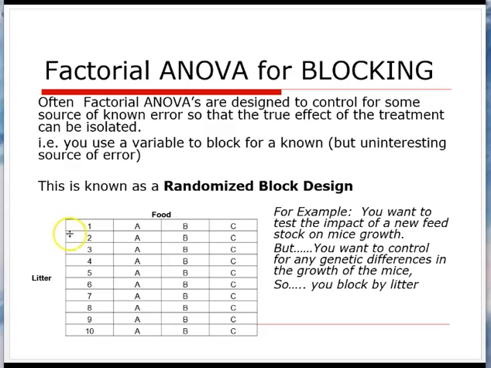So we can actually introduce this second treatment variable, which we'll call litter, which has 10 different levels. So there's 10 different litters that we were trying to block for. And that's going to help us identify whether or not we really do have a significant difference in our food sources. And these are known as randomized block designs because we typically will randomly apply certain offspring from each of these litters to each of these different food types.